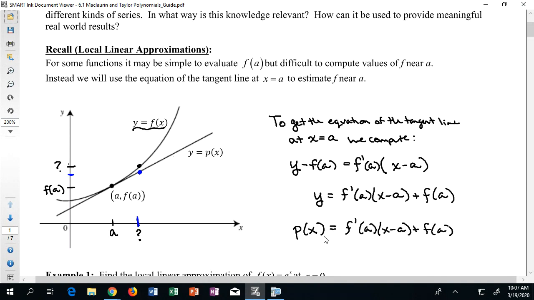And again, what we'll notice is that for values that are really, really close to a, if I plug in question mark points that are close to a, the blue dot that I get back from the p of x formula will be almost the same as what I get back from the f of x formula. And so this allows me to do a lot of cool approximations.